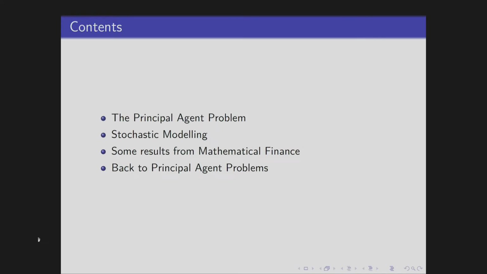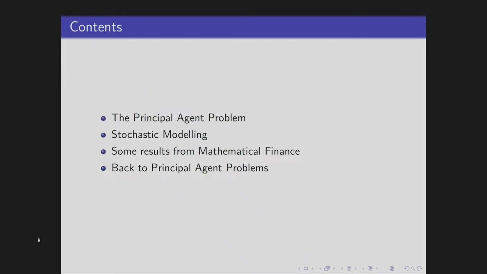So what are we doing today? There are three major topics that we will be looking at today. The first one would be the principal agent problem. This is a problem from contracting theory that maybe some people already know from economics, and which is now also discussed with the tools of stochastic calculus and more mathematically rigorous tools.